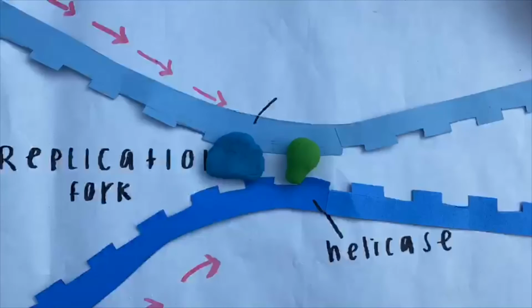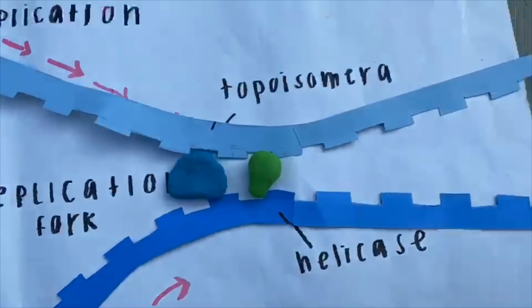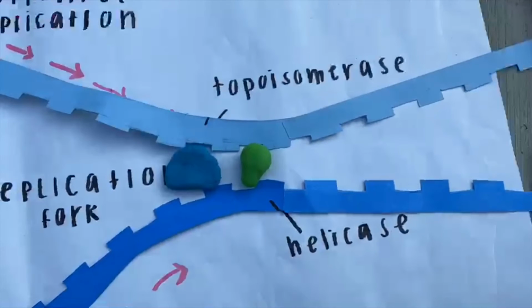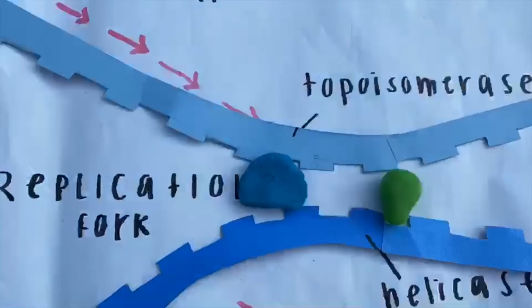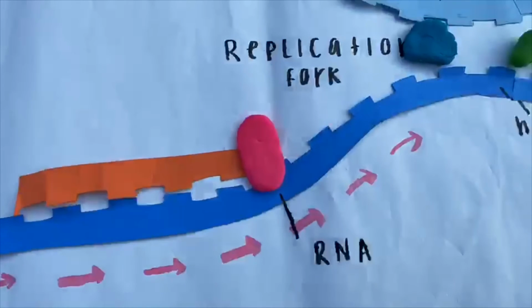The unwinding of the strands causes them to twist tighter and strain the replication fork. The topoisomerase relieves the strain by breaking and rejoining the DNA strands. At the separated strands, primase synthesizes RNA primers using the parental DNA strand as a template.